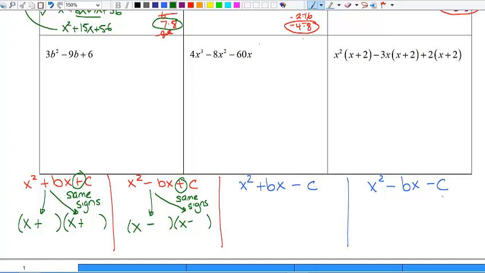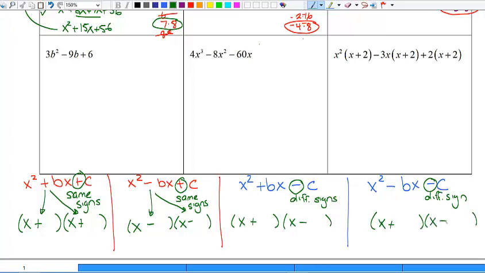The blue one. Now I did these in blue because both of these blue problems both have negative c's. The negative c's tell me that my signs are going to be different. I have different signs. So on these, I know I'm going to have one x plus and the other one's going to be x minus. But clearly the two blue problems aren't exactly the same, so why are their answers the same? Well, they are for now.